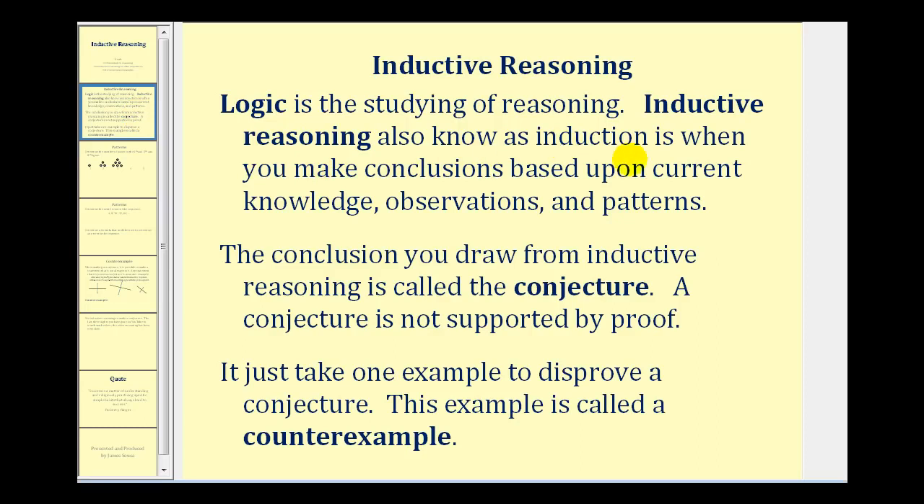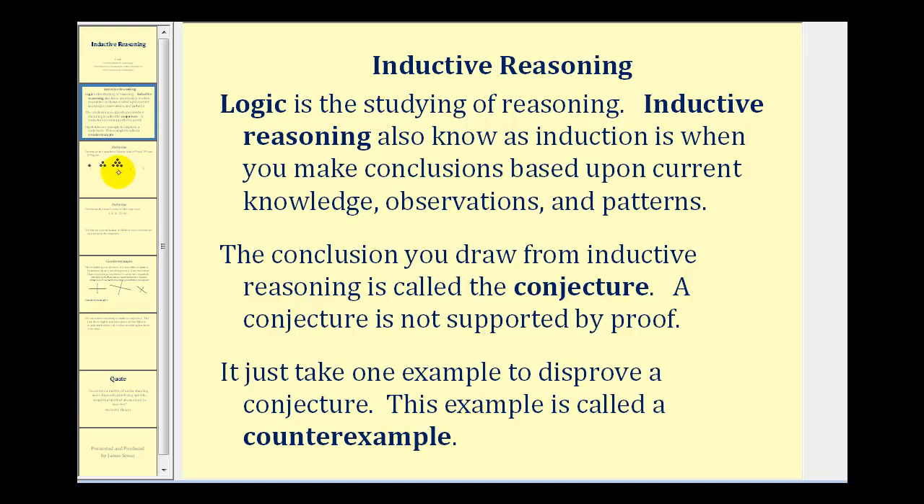Logic is the study of reasoning. Inductive reasoning, also known as induction, is when you make conclusions based upon current knowledge, observations, and patterns. The conclusion you draw from inductive reasoning is called the conjecture. A conjecture is not supported by a formal proof, and it takes just one example to disprove a conjecture. This example is called the counterexample.